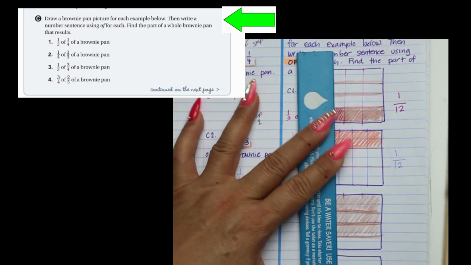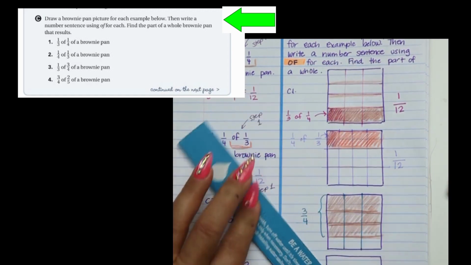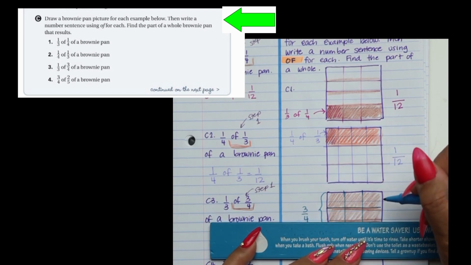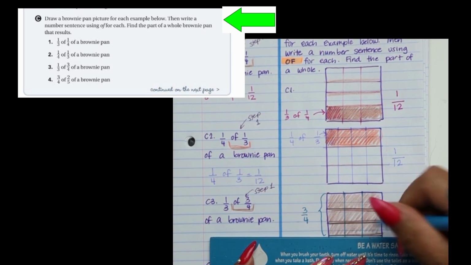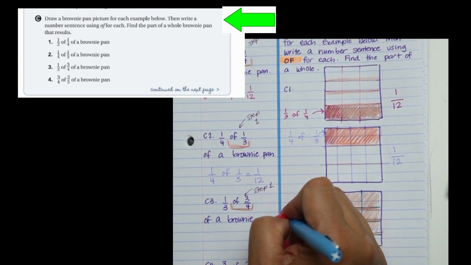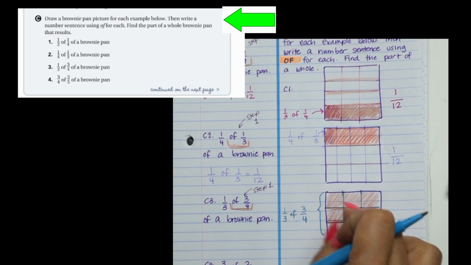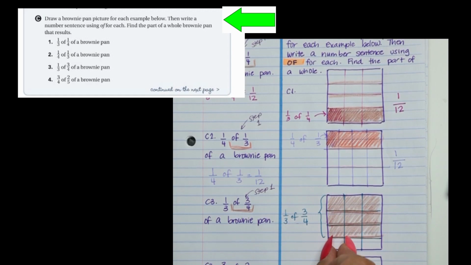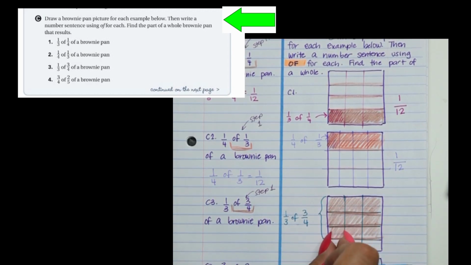So I'm going to pretend it's a number line. I'm going to divide it. And I'm going to make sure they're equal pieces because we're comparing parts to the whole and they have to be of equal size. All right. So 1/3 of 3/4. So this is 3/4, and 1/3 of that is all of this. So here's 1/3, here's 2/3, here's 3/3. So 1/3 is all of this.